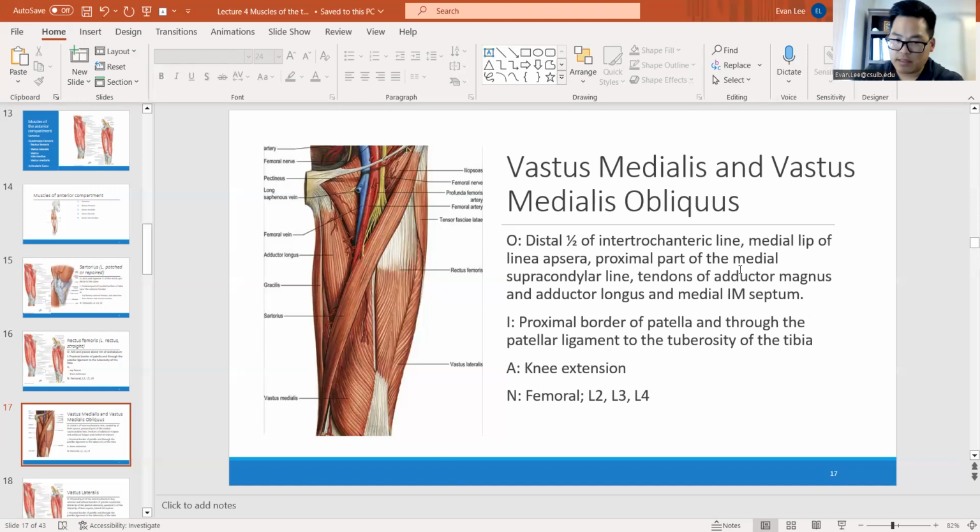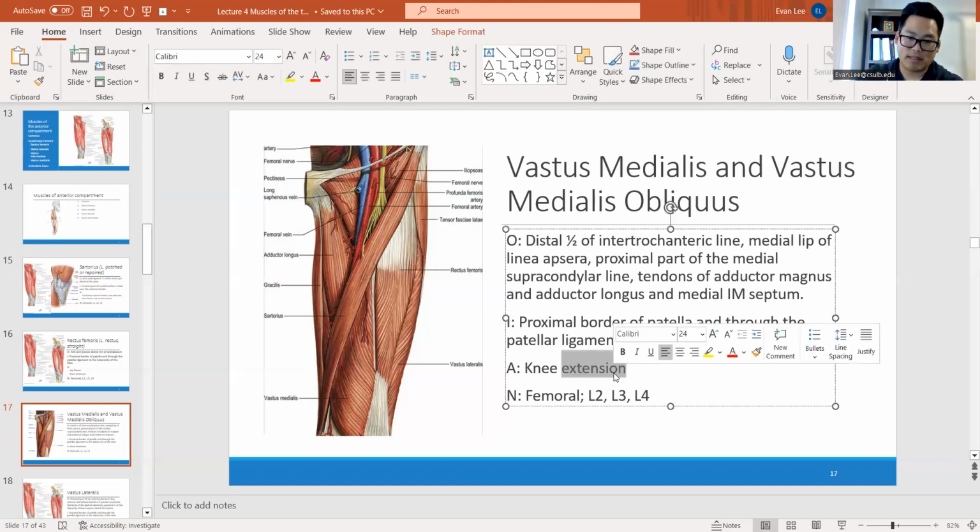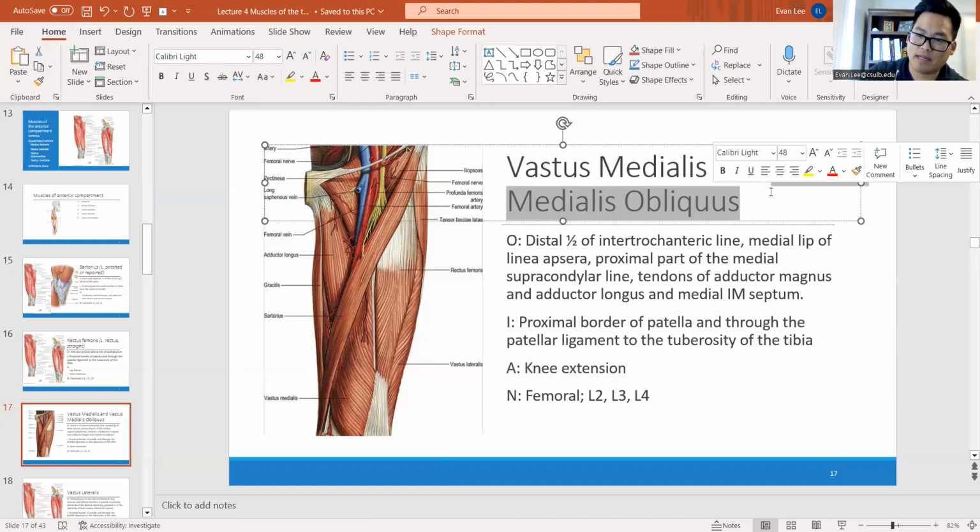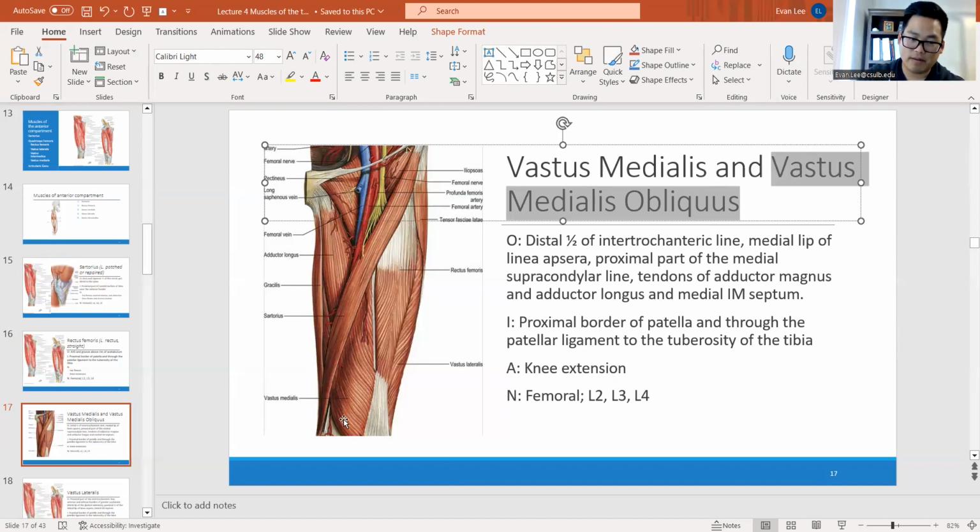Now, these muscles do not go across the hip joint, so the only thing that they do is knee extension. But you actually do also have this other part of vastus medialis called vastus medialis obliquus, which is going down to this part over here, which is a little bit more diagonal. So vastus medialis obliquus will be down here, the angled part of the vastus medialis. The more longitudinal part is vastus medialis, but this part is vastus medialis obliquus, a little bit more distally.